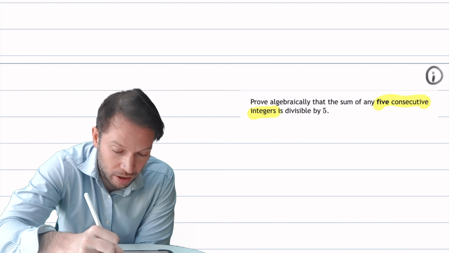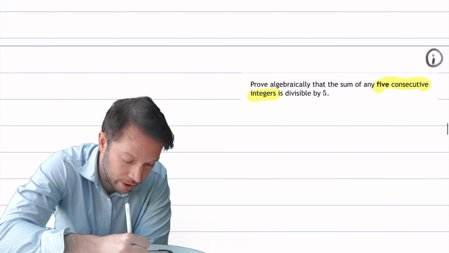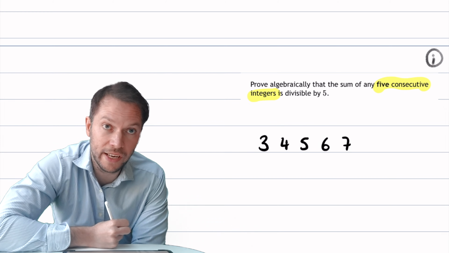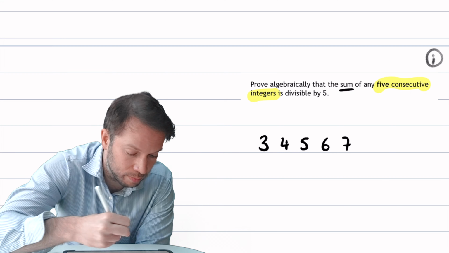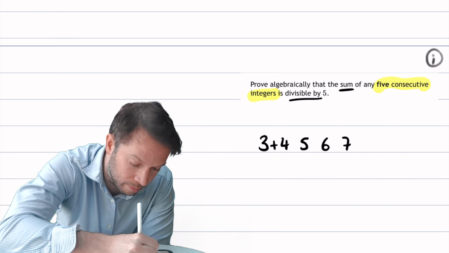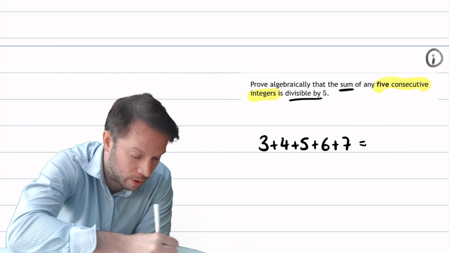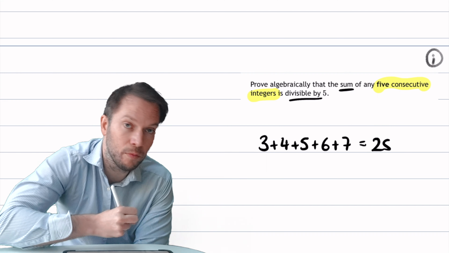Now, we could do it with an example. Let's find 5 consecutive integers. Let's say 3, 4, 5, 6, and 7. They're 5 consecutive integers. And we want to show that their sum is always divisible by 5. So if we add them to sum them, what does that give you? 12, 18, 25. Now, is that divisible by 5? Yes, it is. It works.